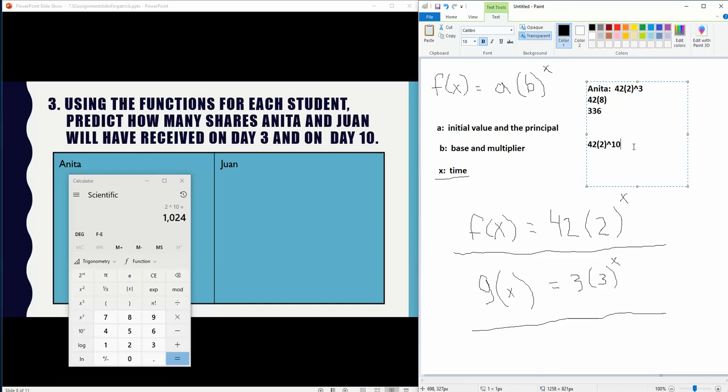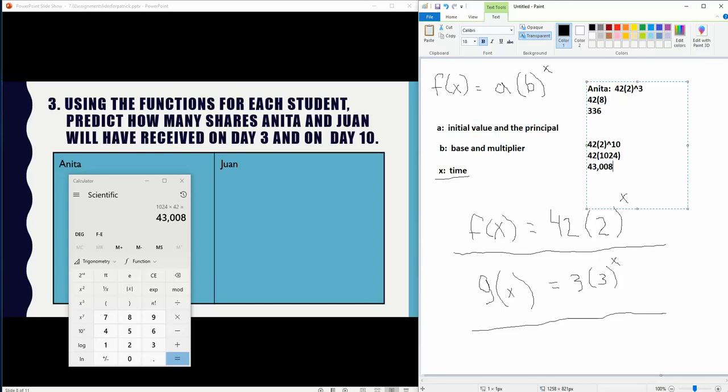And so if we take 42 times 1024, that's going to give us our number of shares after 10 days have passed. So we end up with 43,008. And remember, your problem will be the same steps for Anita, but it will be with different numbers because the numbers on the actual assignment are different.